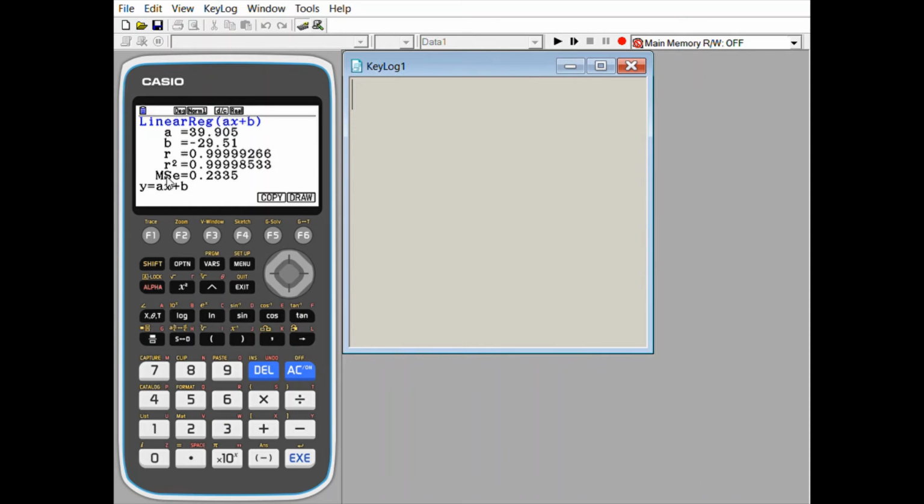39.905x minus 29.51. That's what this is telling us. In our next unit, we're going to look at what this R value means. So if I draw that on my graph, I can see that it fits the model really well. The straight line, our model, goes through the experimental points. So it's good. That's part D.